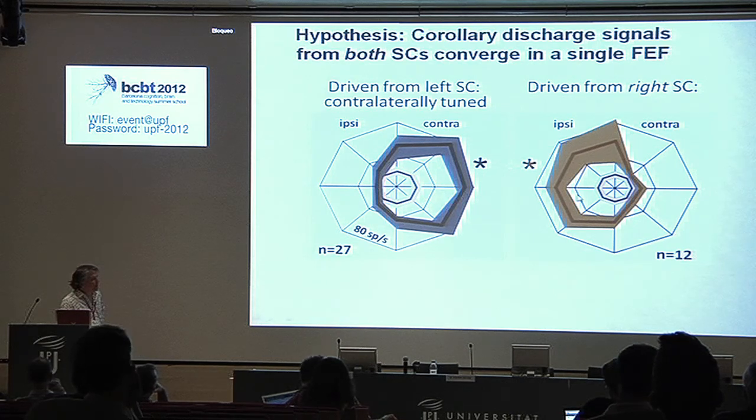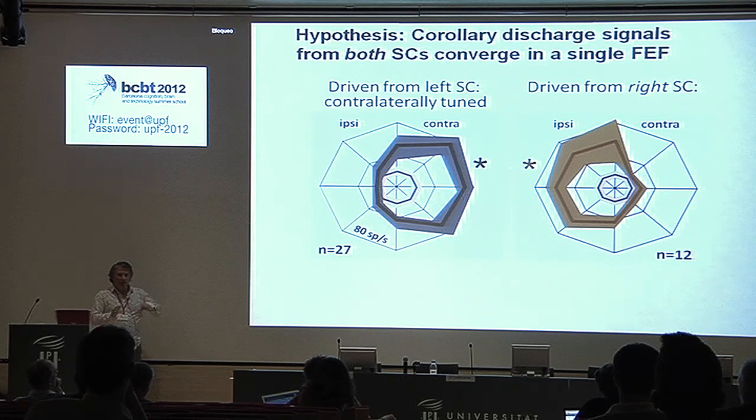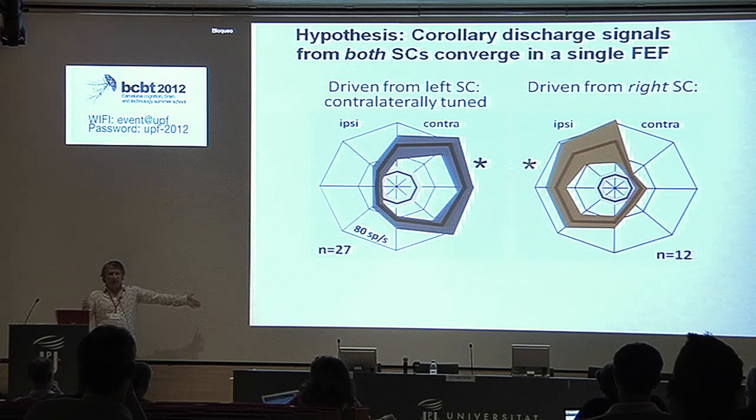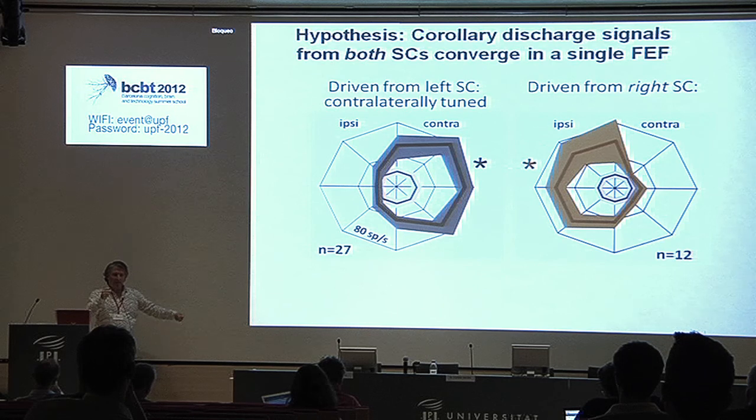So there's a very pronounced structure-function relationship here. If the neurons were receiving input from the same side, these frontal eye field neurons were contralateral. If the same neighboring frontal eye field neurons were getting input from the opposite side, their receptive fields were ipsilateral. And as I mentioned, often we would find neurons that receive input from both sides.